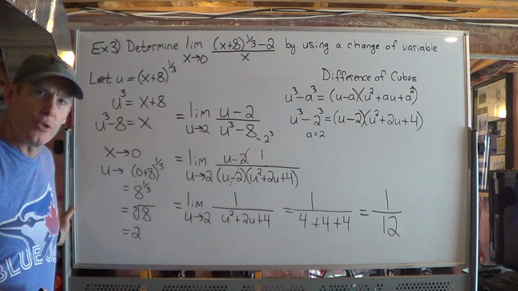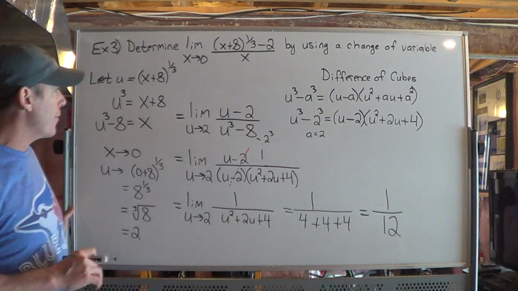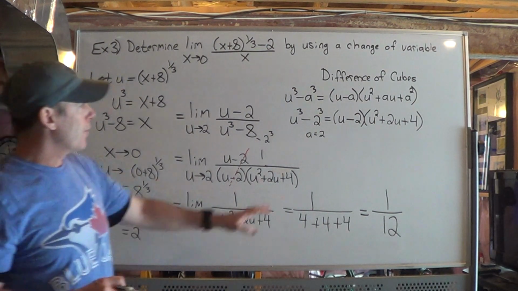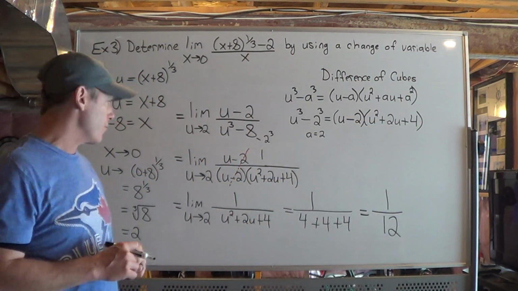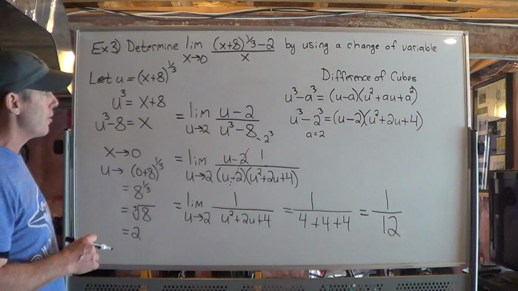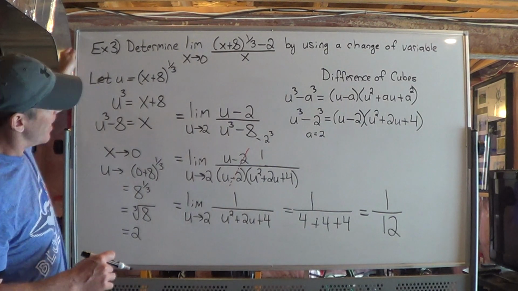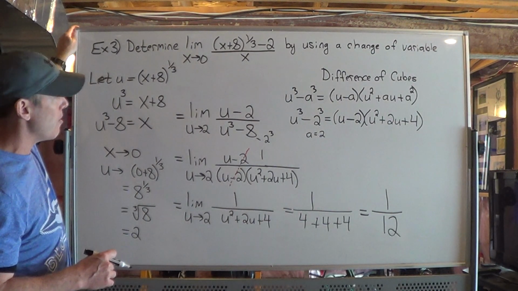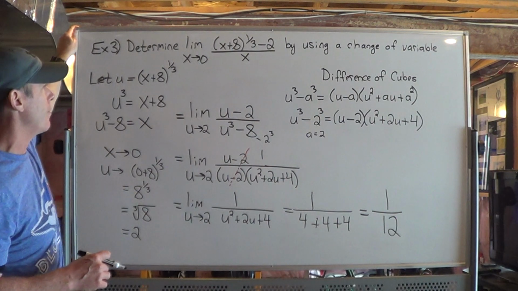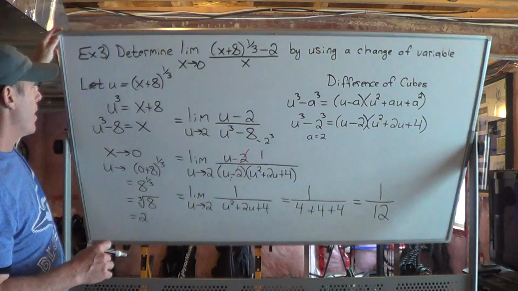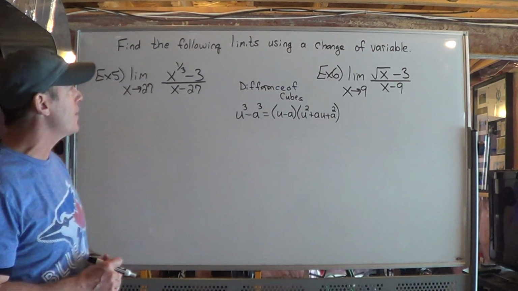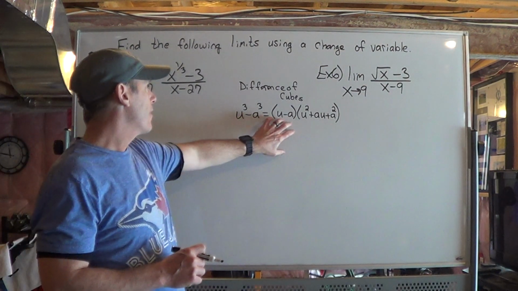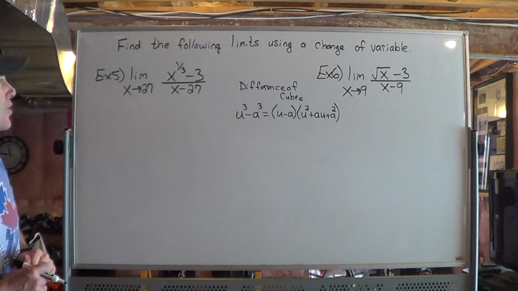Alright, so let's try another one of those again. Very difficult, a lot different than what we've been doing. And again, we're throwing in this part where we're now dealing with difference of squares factoring. We've factored quadratics using difference of squares and normal factoring, but that one's a difference of cubes. Now again, we're going to find the following limits using a change of variable. I've got my difference of squares here, just in case I need it.